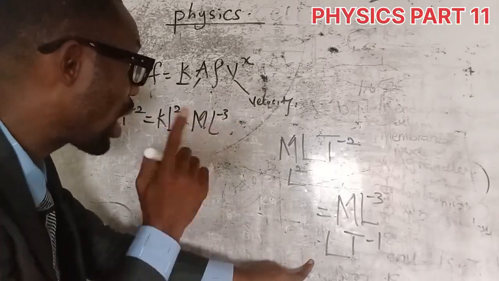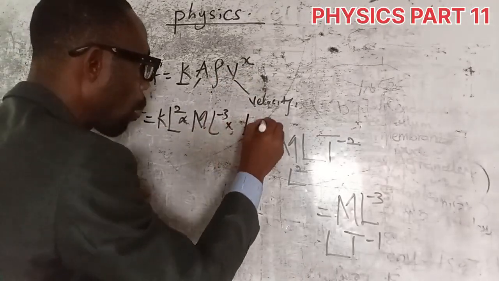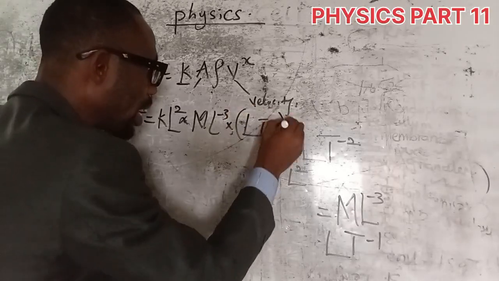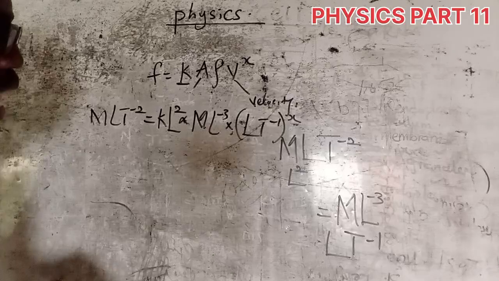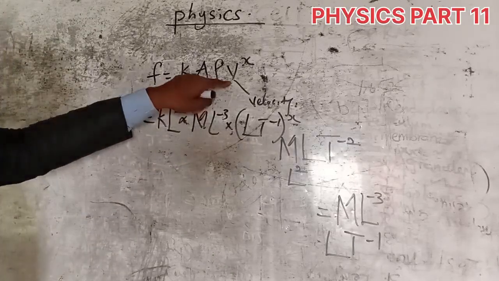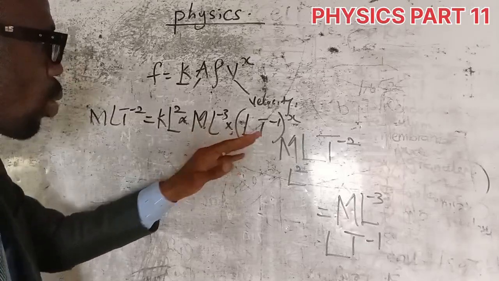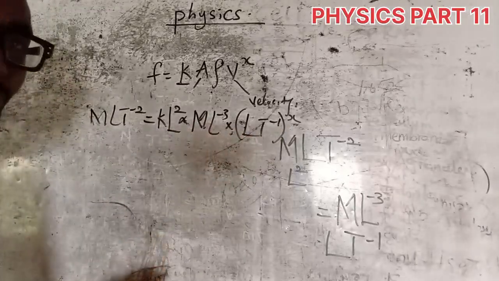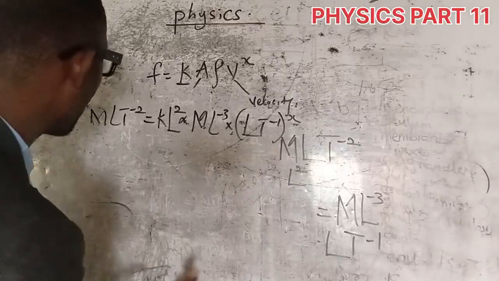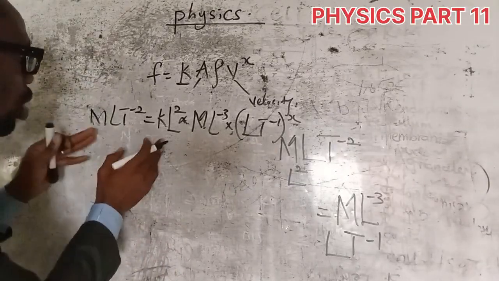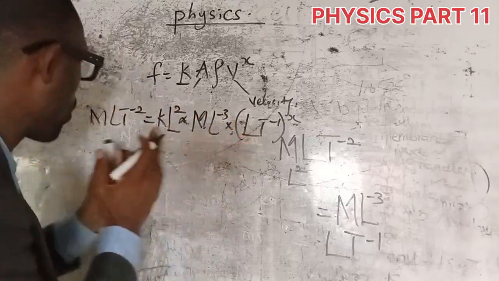Now look at this velocity. Raised to power x is here. You now put times L T raised to power minus 1, and in brackets, you put your x. Can you see it now? Because this is velocity, in brackets you put your x. Why? Because this x will affect both. Are you with me? So what it now means is that you will make sure you have all the dimensions in one form, in one direction.